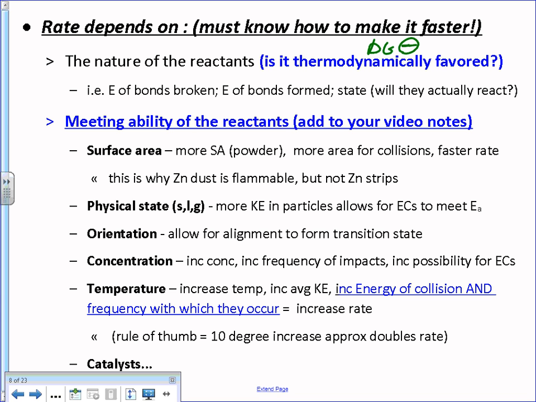You can rub it on a paper towel and it will catch on fire. But like zinc metal, a strip of metal, you're not going to catch it on fire. It's a huge piece of metal. It doesn't have enough surface area for the oxygen to react with it.